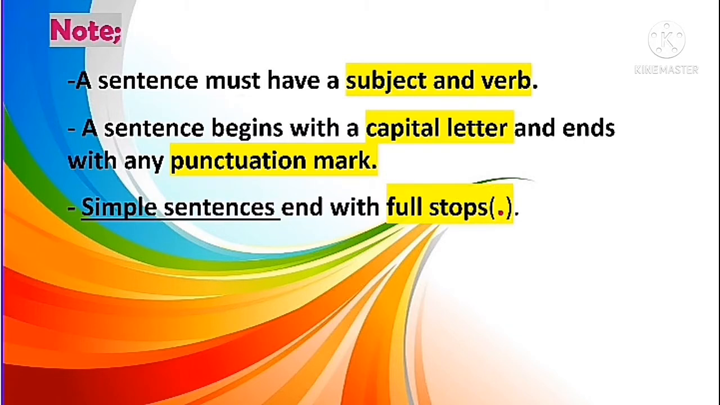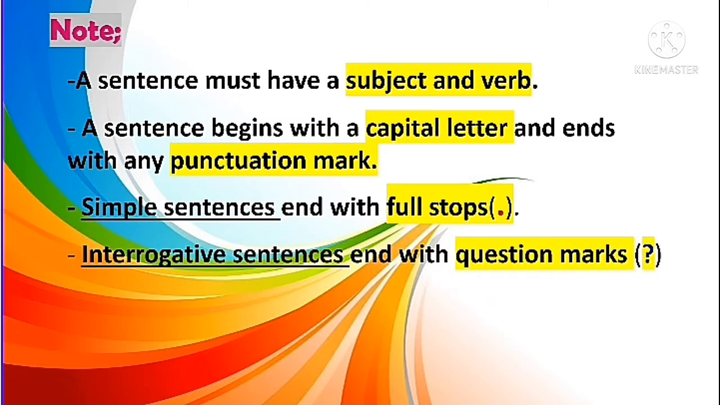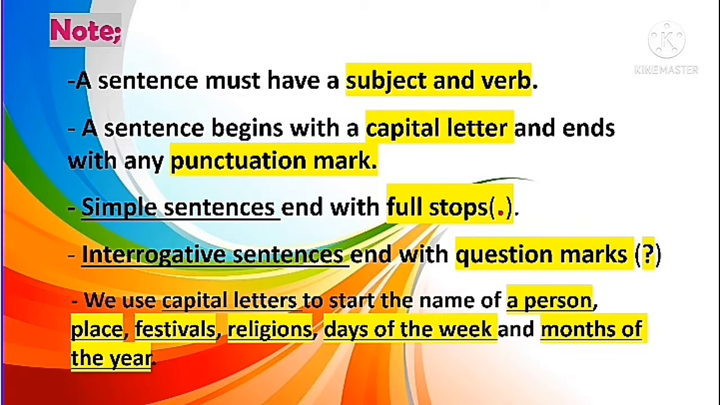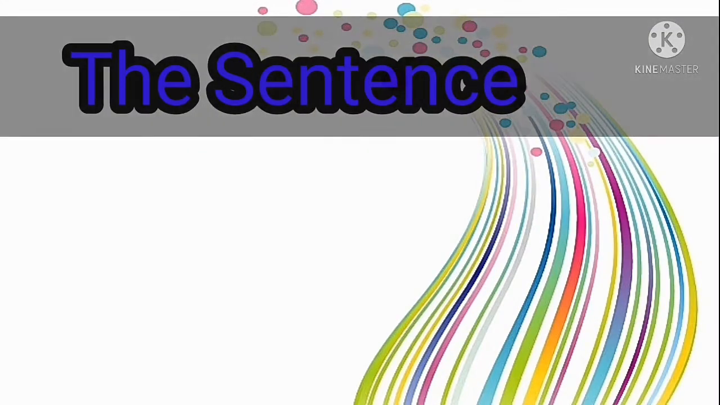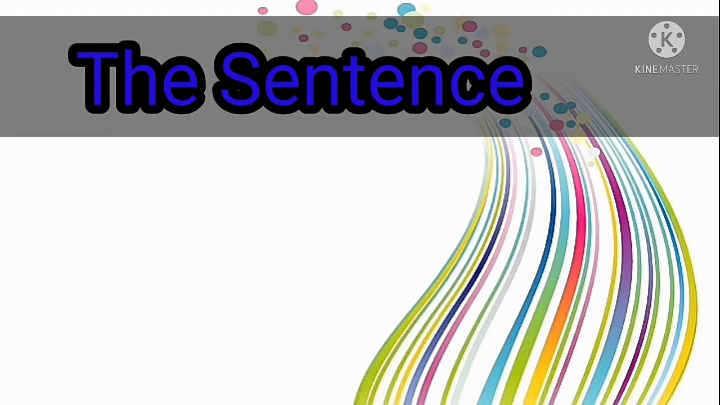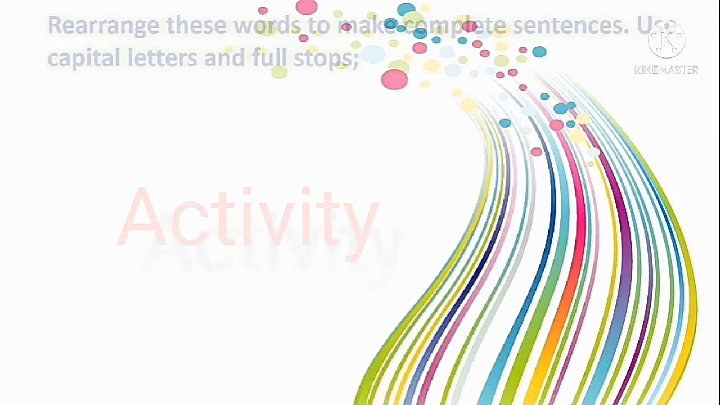Simple sentences end with full stops. Interrogative sentences end with question marks. We use capital letters to start the name of a person, place, festivals, religions, days of the week, and months of the year. I hope you have understood what is a sentence and what are the things you need to keep in mind while framing a sentence. So then, let's do an activity.